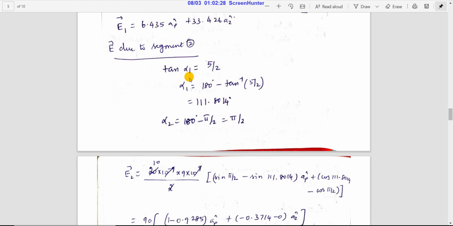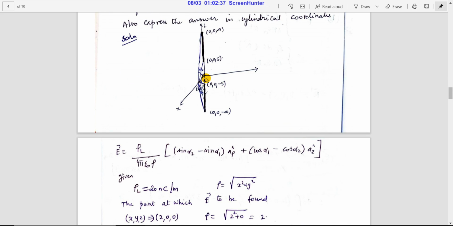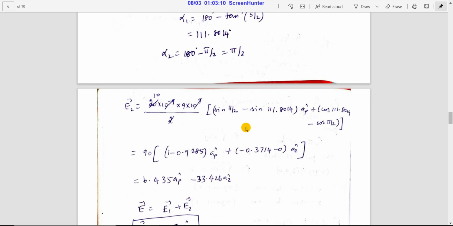What is the E vector due to segment 2? For segment 2, tan alpha 1 is equal to 5 by 2 only, because we are having this particular triangle with minus 5. So we will be having this particular angle difference. So alpha 1 is going to be 180 minus tan inverse of 5 by 2. If you estimate, the value will be 111.8014. That is alpha 2. It is 180 minus pi by 2, which is also going to be pi by 2.